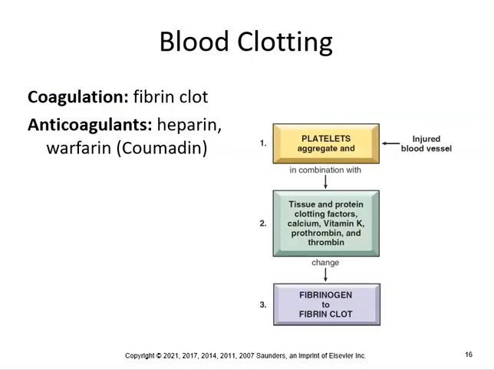All right. So blood clotting, coagulation. So the platelets, there's an injured blood vessel, then platelets will aggregate, and in combination with tissue and protein clotting factors, calcium, vitamin K, thrombin, the fibrinogen will turn into a fibrin clot.